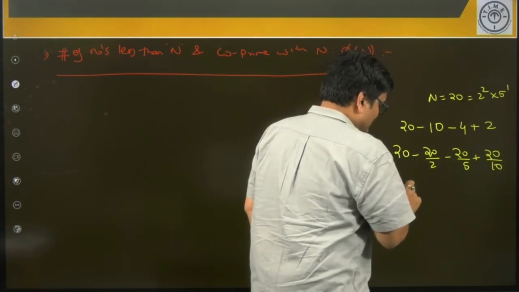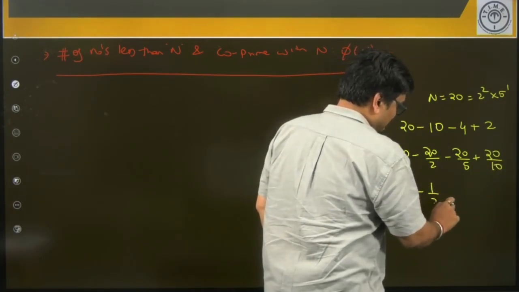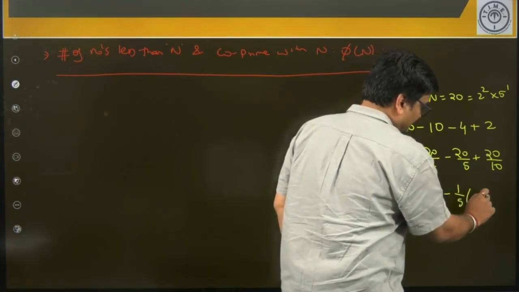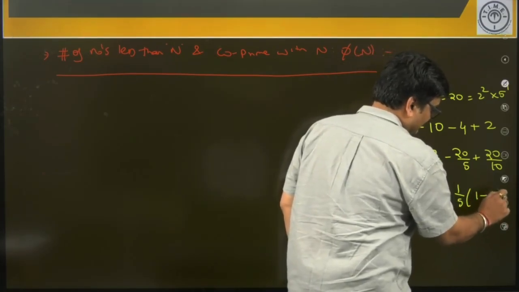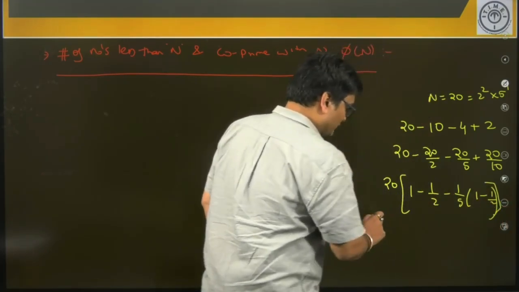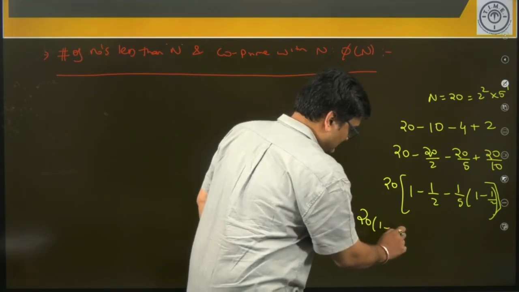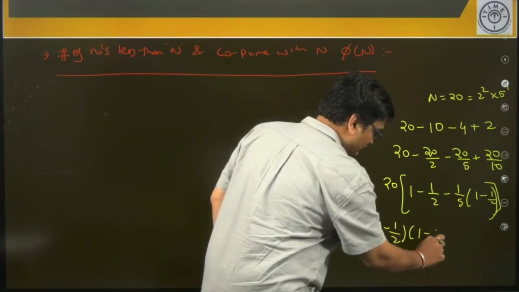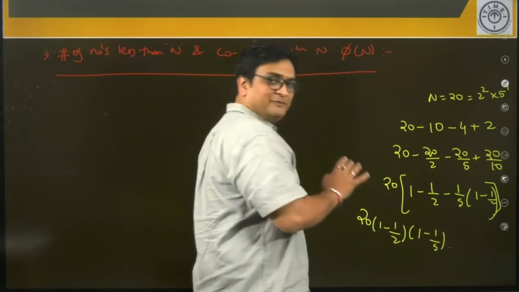Take out 20 common, 1 minus 1 by 2. Take out minus 1 by 5 common, 1 minus 1 by 2. Now take 1 minus 1 by 2 common. You will be left with 1 minus 1 by 5. So this should be our answer finally.